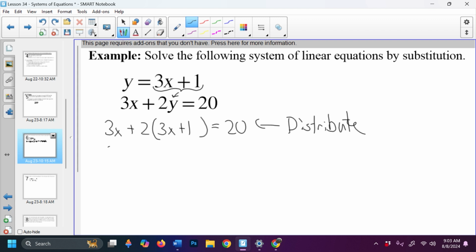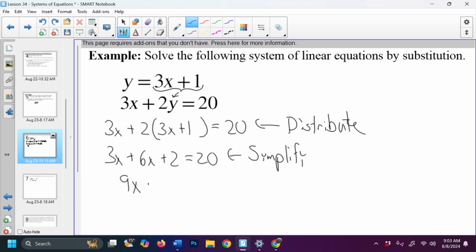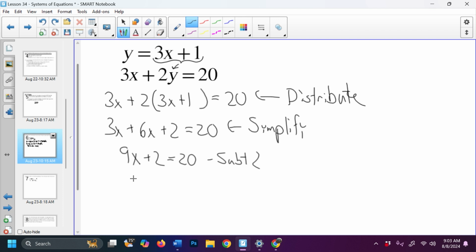And that will give me 3x plus 6x plus 2 is equal to 20. We'll simplify a little bit here, and we'll say 9x plus 2 is equal to 20. We'll subtract 2. That'll give me 9x equal to 18. We'll divide by 9. That'll give me x equaling 2.